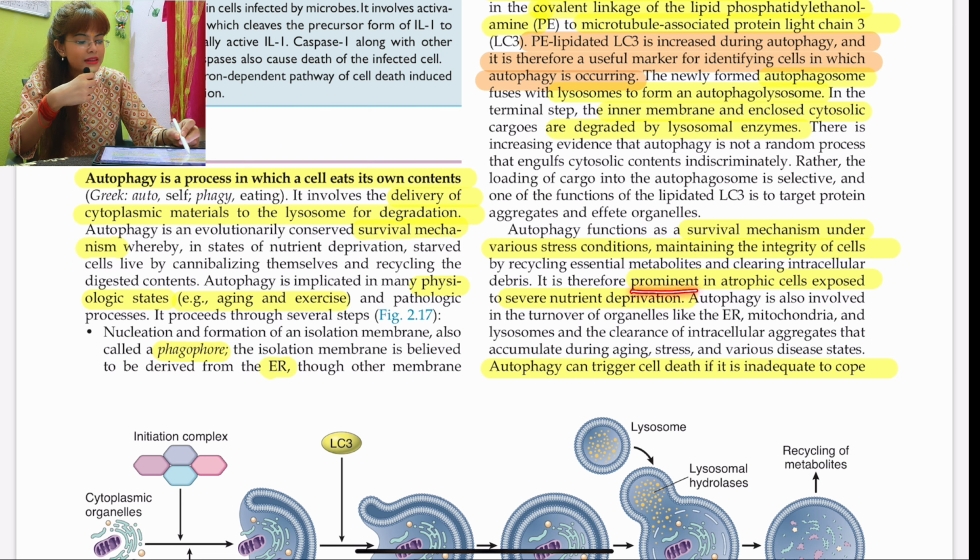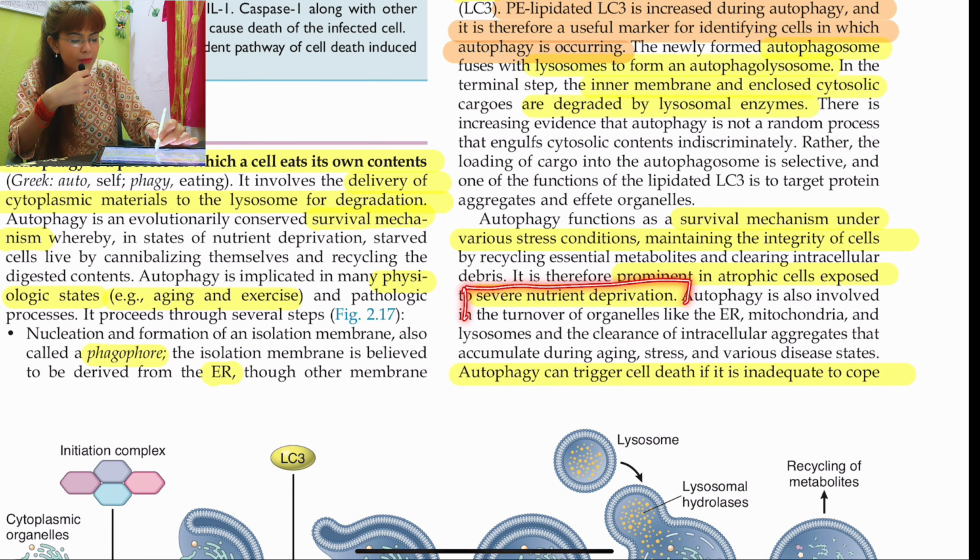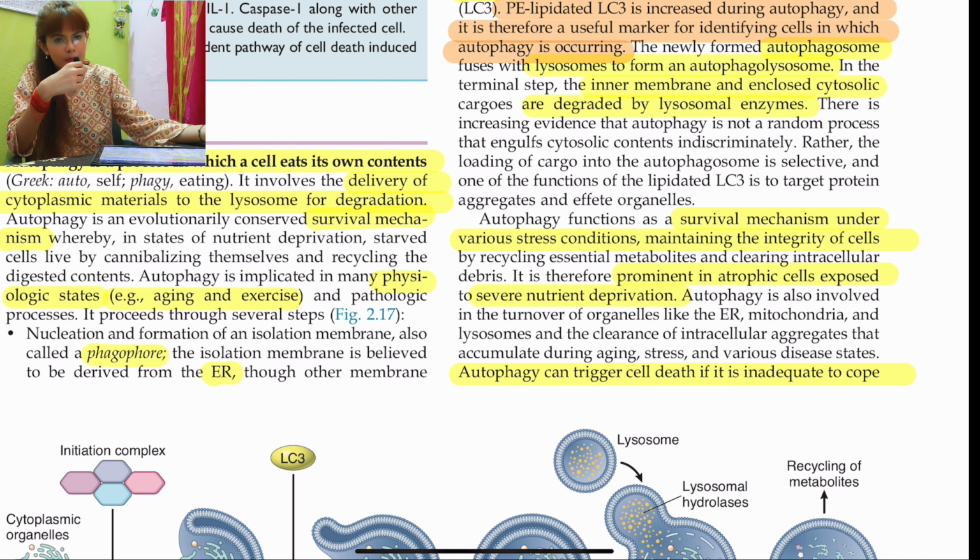Therefore, it is prominent in the atrophic cells exposed to severe nutrient deprivation. So whenever in the MCQs you get the phrase severe nutrient deprivation, the answer is going to be autophagy and not apoptosis. Cell death doesn't happen by apoptosis over here. The important answer will be autophagy in case of severe nutrient deprivation. But again, when autophagy is not able to cope with the stress, then obviously the cell will undergo apoptosis. Apoptosis is the highest form of cell death, and only when the cell is not able to tolerate or adjust does the apoptosis mechanism come into play.